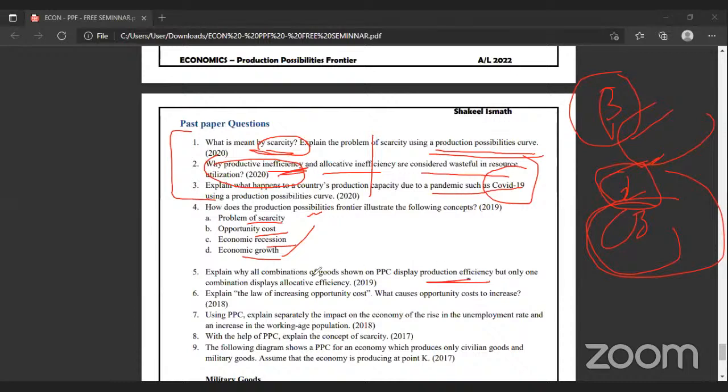See the direct question: the PPC curve displays production efficiency, but only one combination displays allocative efficiency. This is also there in your textbook. Textbook in the sense the syllabus. Explain the law of increasing opportunity cost. It comes in the production possibility model. What caused opportunity cost to increase? What are the reasons for the increasing opportunity cost?